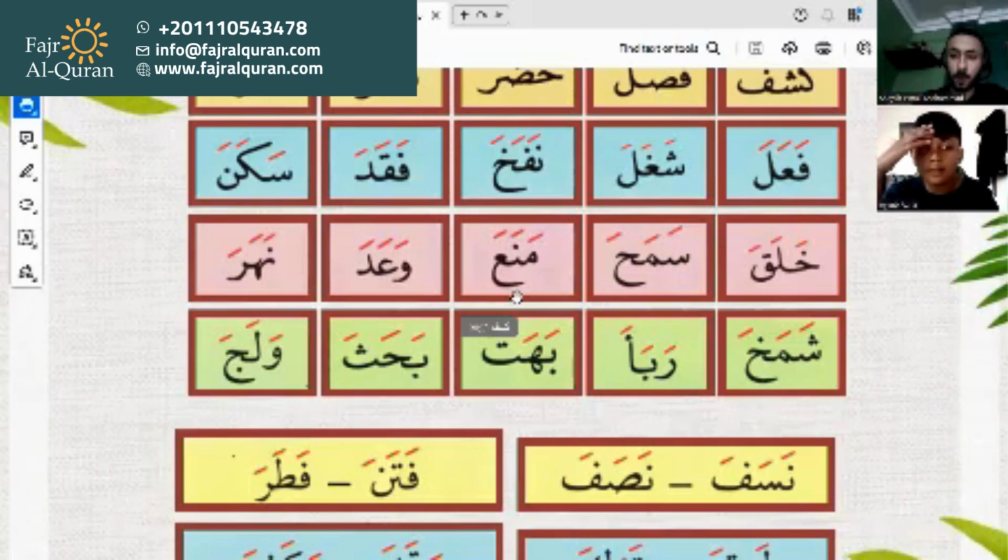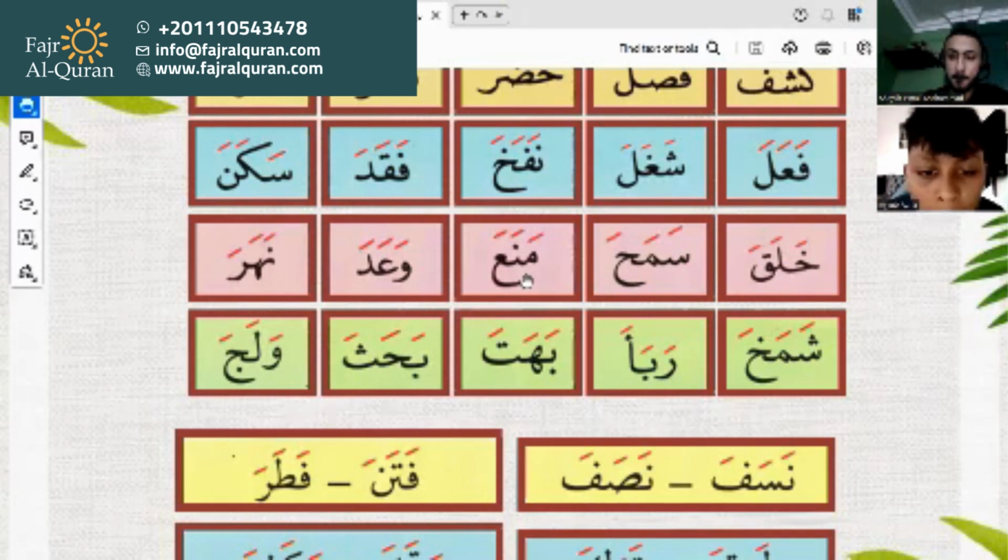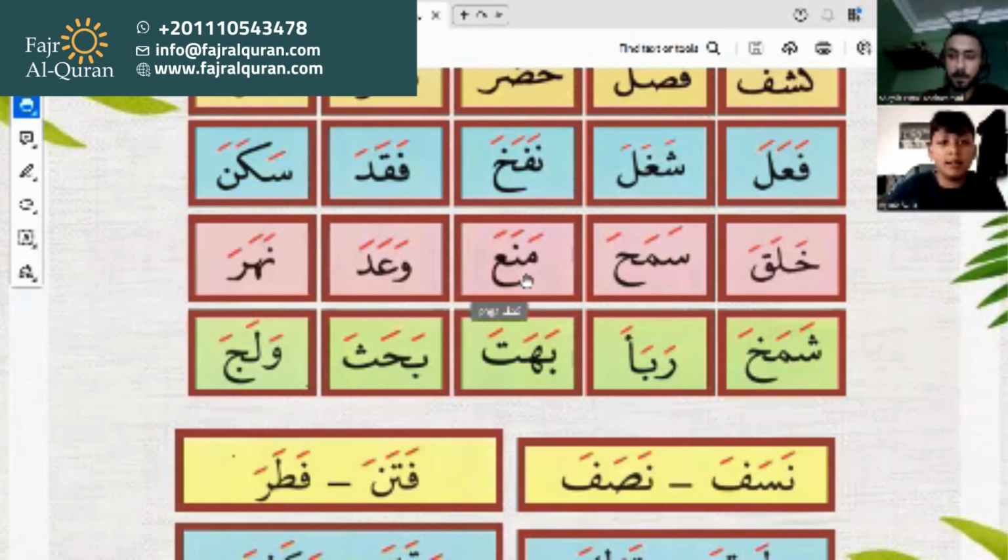So what about this word? منع. Okay, we just need to work on the last letter here. We need to come up with a clear a sound. The whole word again, this one. منع. Yes, great.